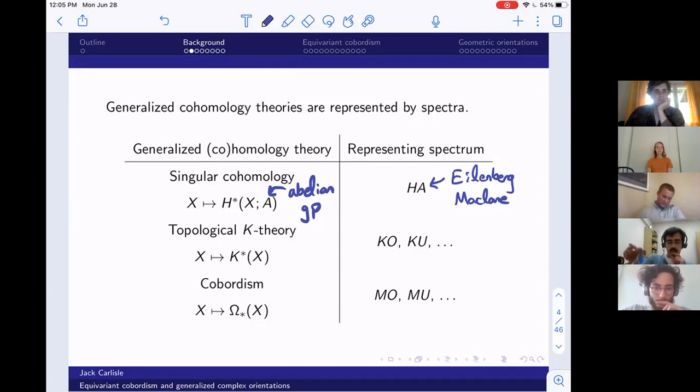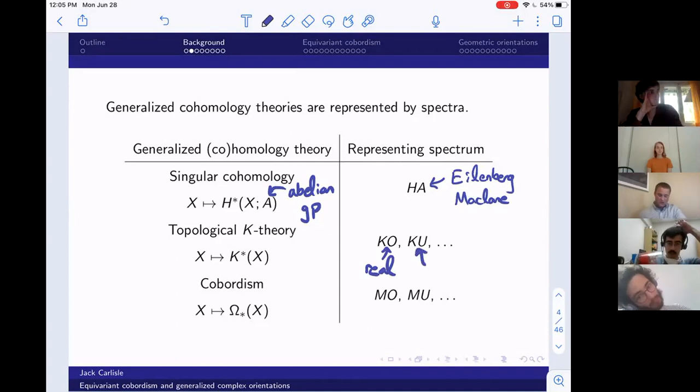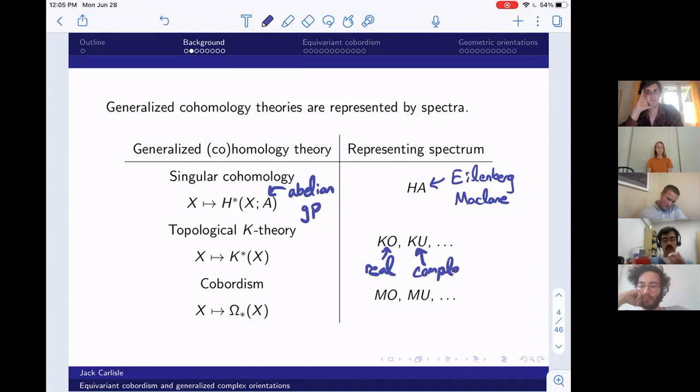Another really important example of a generalized cohomology theory is topological K-theory, of which there are many variations. For instance, if we use real vector bundles, we end up with a cohomology theory whose representing spectrum is called KO. If we use complex vector bundles to construct our topological K-theory, then this cohomology theory is represented by a spectrum which we denote KU.